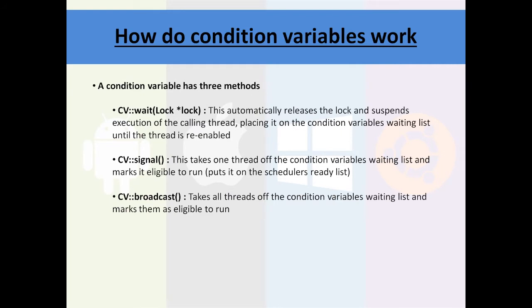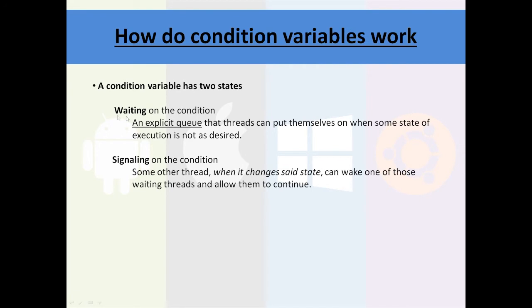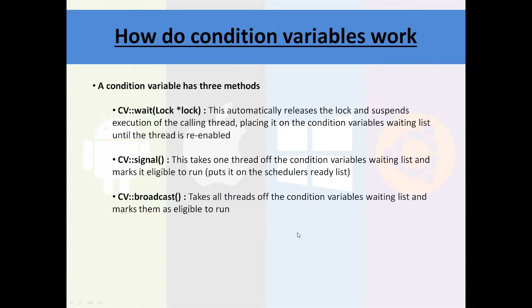But just before we get to that, there are a couple different functions or methods that condition variables allow us to utilize. Their function is to shift between these previous two states, the waiting and the signaling states. The first function is the wait function, and it takes in a lock structure, or pointer to a lock. What this does is it automatically releases the lock that it receives as an input and suspends the execution of the calling thread. So it's performing that wait, and it places it on the condition variable's waiting list until the thread is re-enabled.